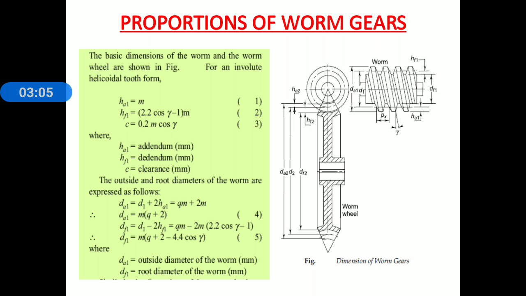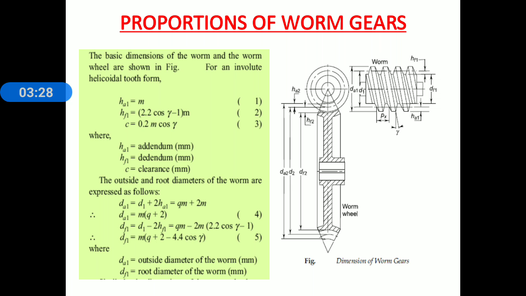Clearance small c is equal to 0.2 into module into cos gamma. Consider equation number 3, where HA1 is addendum in millimeter, HF1 is dedendum in millimeter, and small c is clearance in millimeter. The outside and root diameter of the worm are expressed as follows.